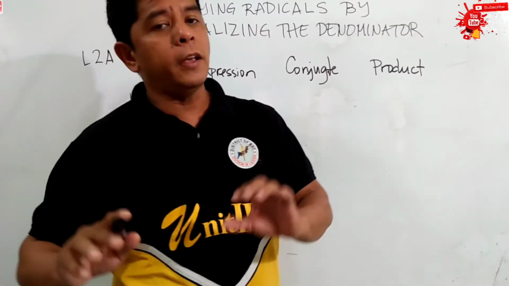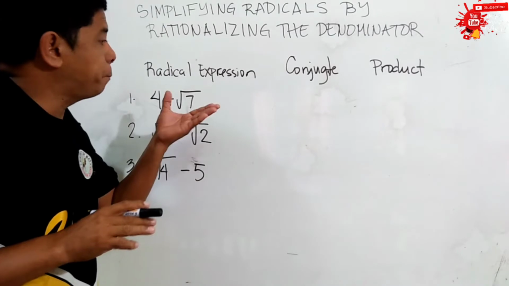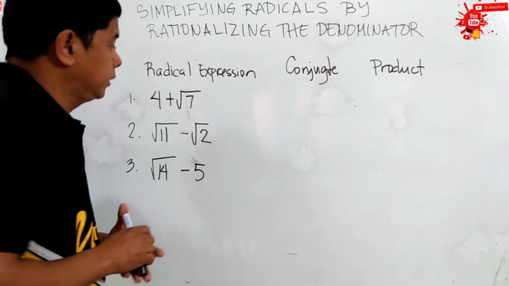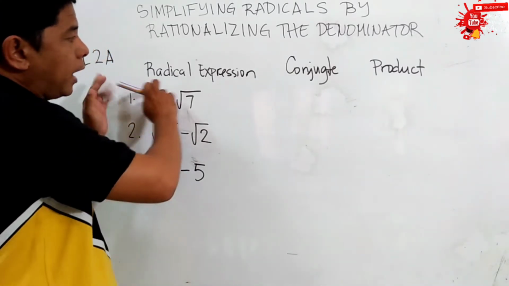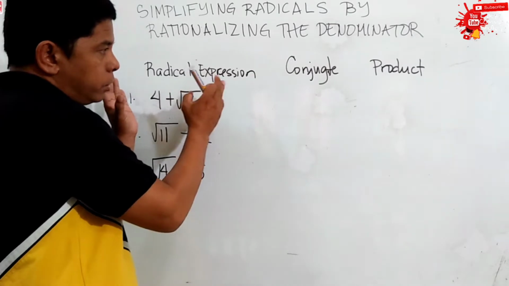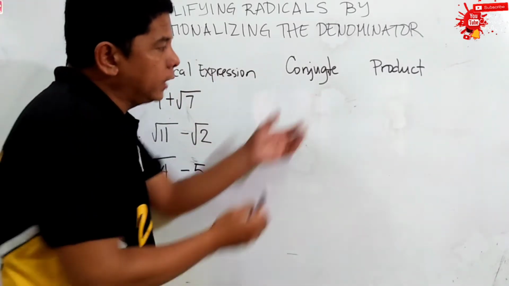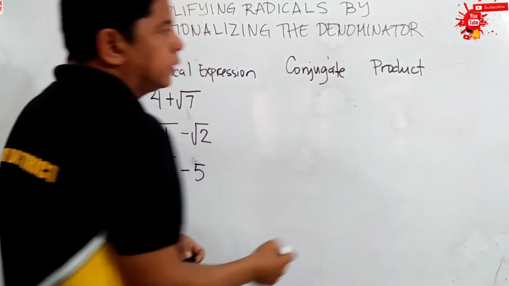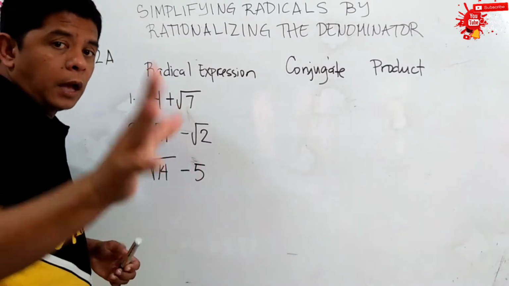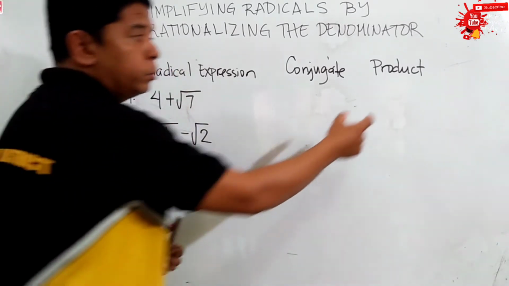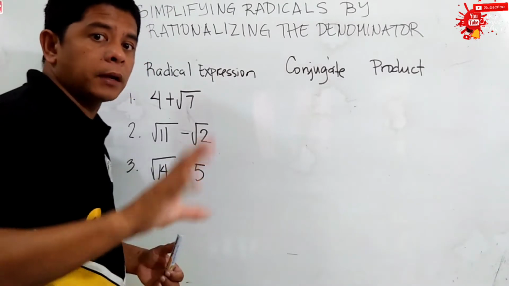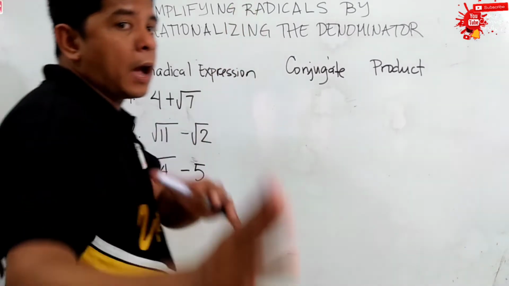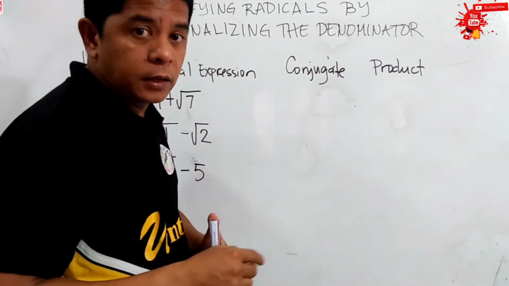So, Learning Task 2A. Yung ating sasagutan ay parallel doon sa ating Learning Task 2A sa module natin sa Grade 9 Mathematics. So, we have radical expression. Given tayo ng radical, kukunin natin ang conjugate, at get the product. Kailangan makuha natin yung solution para makita natin kung paano. Pero kapag nag-actual na tayo, kung nag-exam, pwede nang dire-diretso yan.